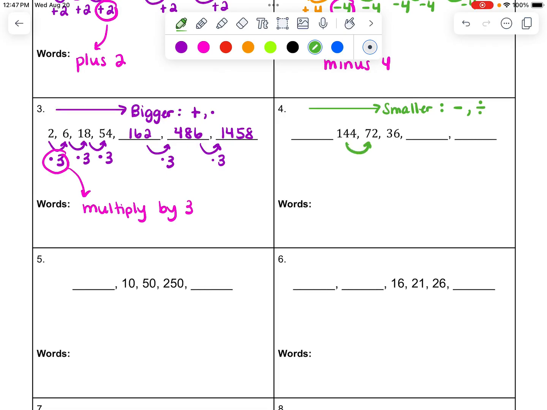Another way to go from 144 to 72 is to divide by 2. Divide by 2 again, and I get 36. So this pattern works. Divide again, I get 18. And divide again, I get 9. To go the other way, I need to multiply by 2. My words are divide by 2.